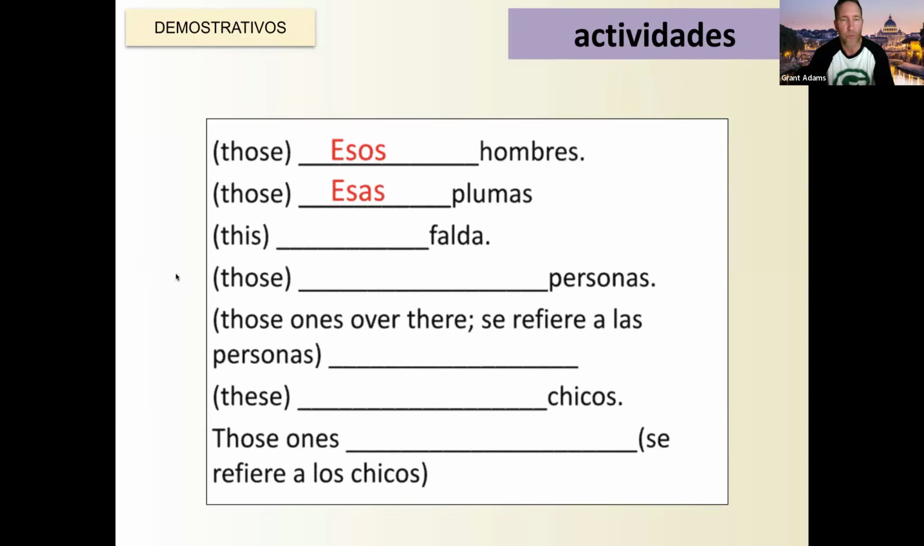We're going to roll through these kind of fast. This skirt. Oh, I should read it in español. Falda. Okay, excelente. Esta falda. Those persons, those people, I guess you would say. When we quantify it, it's personas en español. Okay. Perfecto. Muy bien. You guys are just tearing it up. Esas personas. Those ones way over there, people.